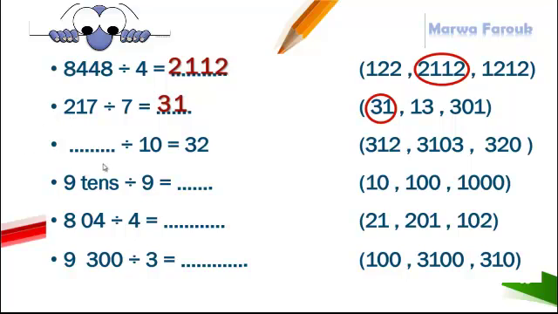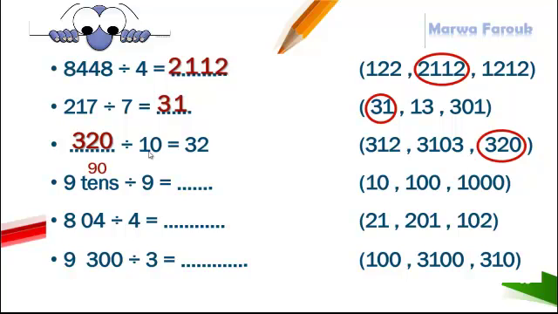The next one, I have a missing number and I have division, and the number here is missing, so I'm going to multiply these two numbers together. So we got 10 times 32, or 32 times 10, they are the same. So we are going to put the 0, and 1 times 32 is 32, so we got 320, put a circle around 320.